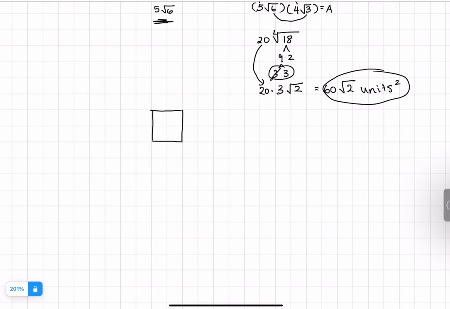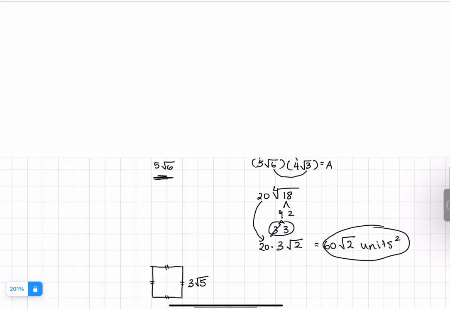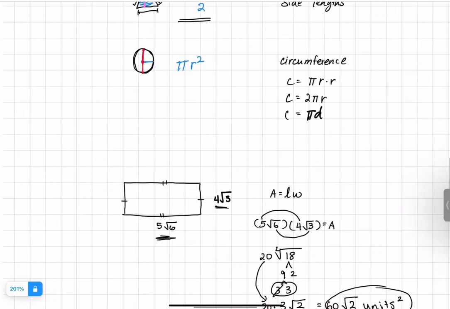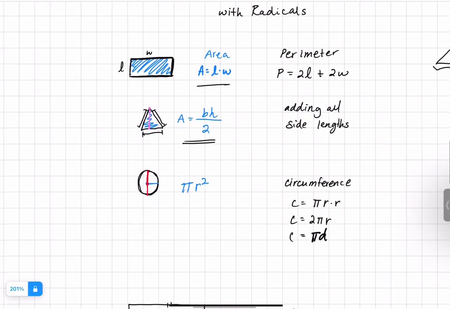Excuse my drawing. It's not perfect, but it works. So let's just say that all the sides are the same. Say this is 5. The formula for a rectangle and a square are the exact same thing, and the formula is area equals length times width.